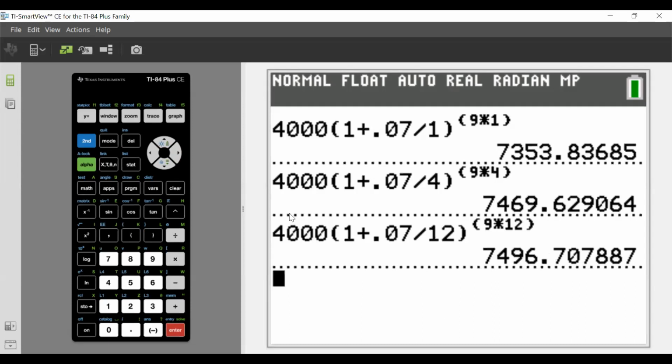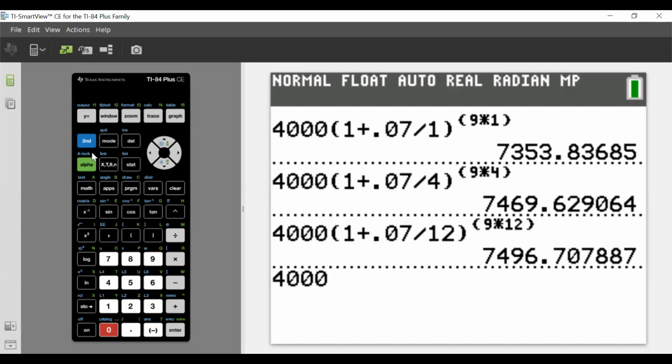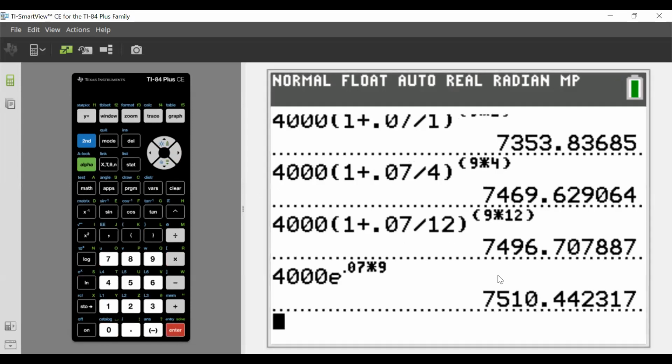And then my last one is going to be different because I'm doing continuous, so I'm going to take 4,000 times e, raised to the power 0.07 times 9. And of course, that one should be the biggest, 7,510 and 44 cents.